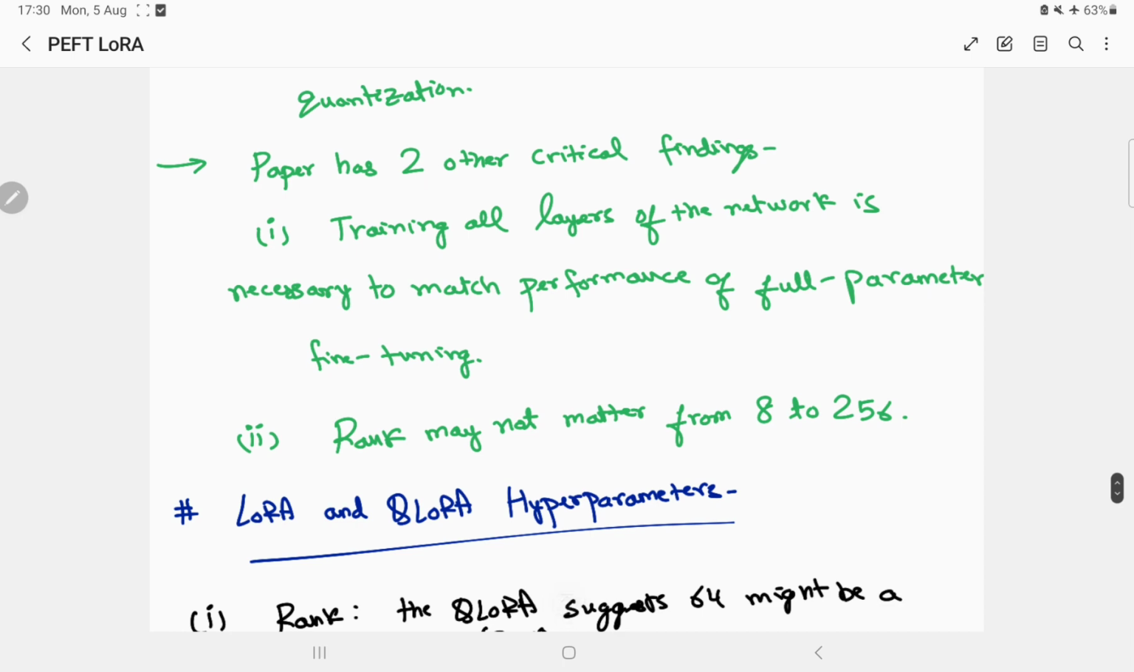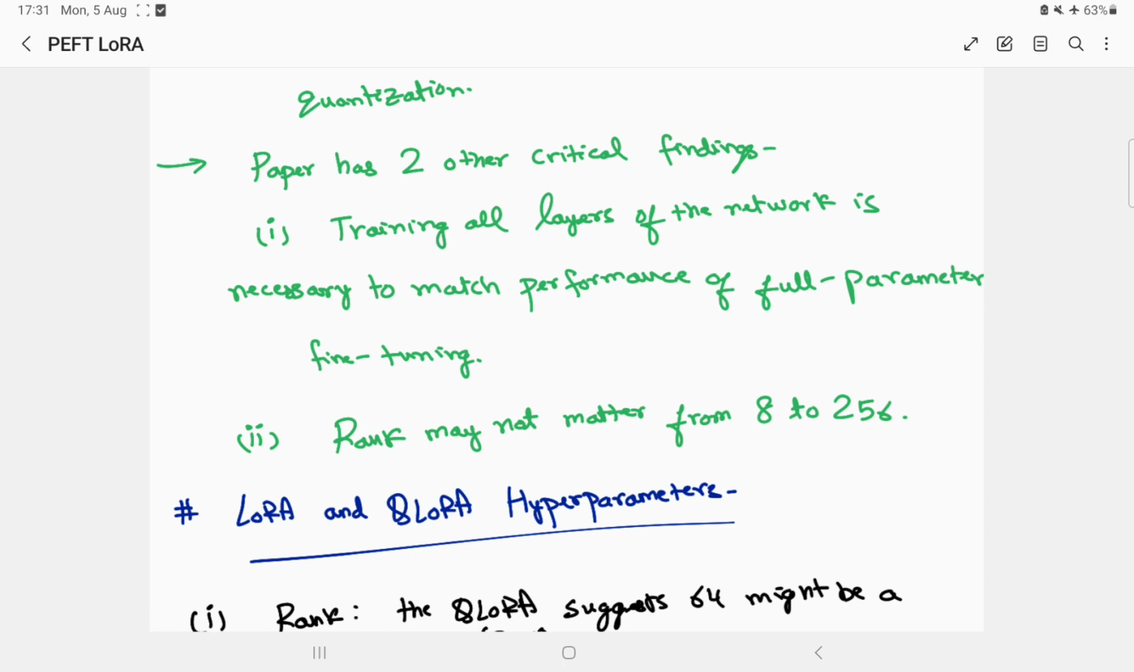The first one was that training all layers of the network is indeed necessary to match the performance of the full parameter fine tuning. So of course there is no magic pill, there is always a trade-off, right? If you want to have a larger model fit on a smaller GPU, or if you just want to, instead of updating the original weights, only update the weight changes or track the changes, that will not give you the performance that you will get when you are doing a full parameter fine tuning. So yes, the trade-off is always there.